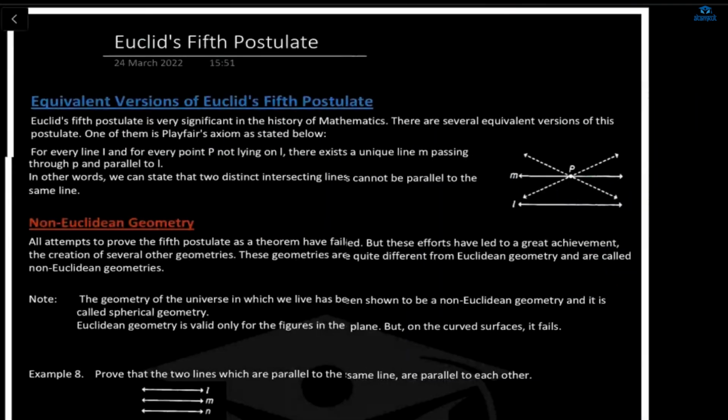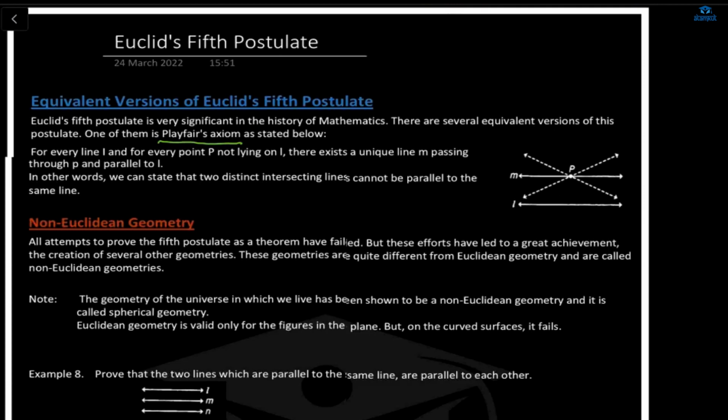Now let's see Euclid's fifth. Actually, we have already done the fifth postulate, but there's an equivalent version of Euclid's fifth postulate. In fact, Euclid's fifth postulate can be written in many forms. One form is your Playfair axiom also. Playfair axiom. Okay, now what do you say?